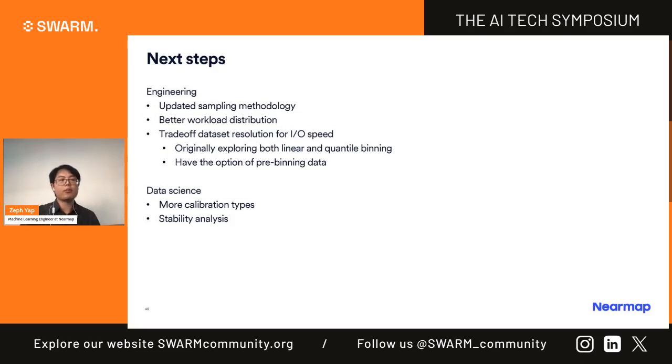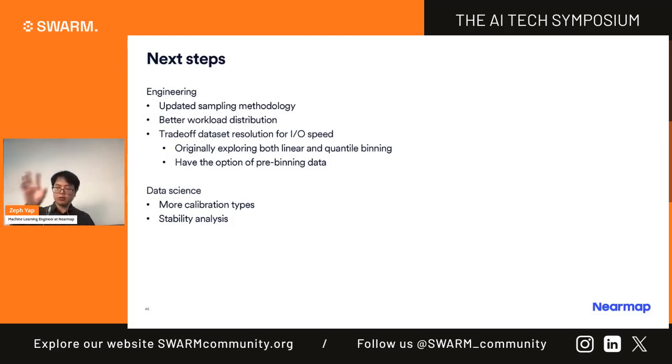One thing which I also think would be interesting would be to make a trade-off between what I call the dataset resolution and the I/O performance. Currently we are storing the label prediction pairs, and the reason for that is, as you remember, we do histogram binning as part of the calibration.